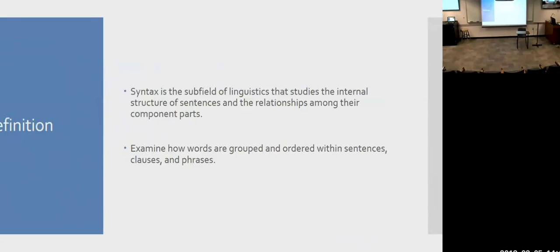So you can see we analyze the levels larger than the words, right? Larger than word formation. So it examines how words are grouped and ordered within sentences, clauses, and phrases. Good. Now let us move on.